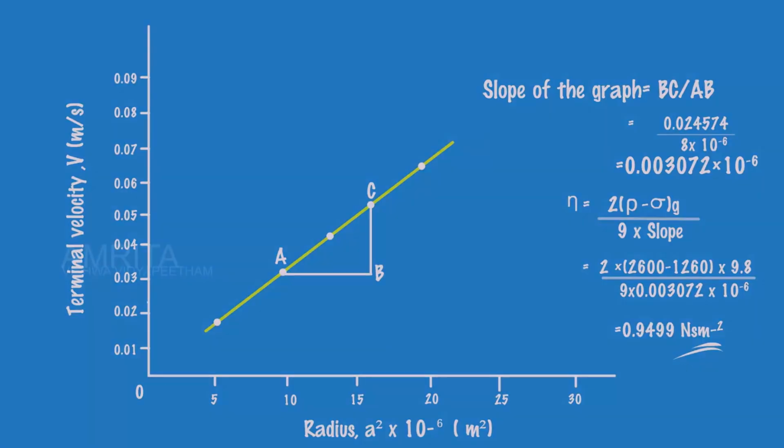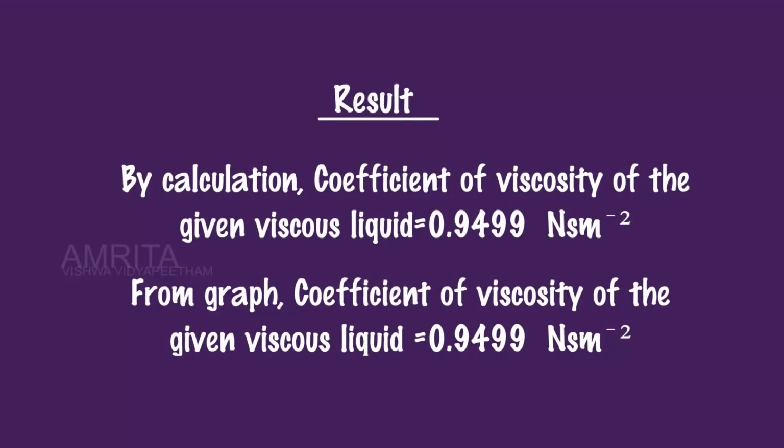By calculation and from the graph, we can determine the coefficient of viscosity of glycerine as 0.9499 Newton second per meter square.